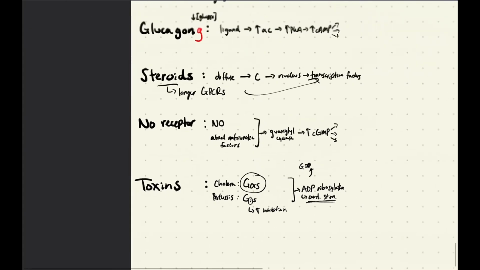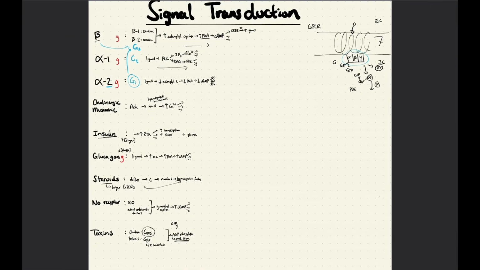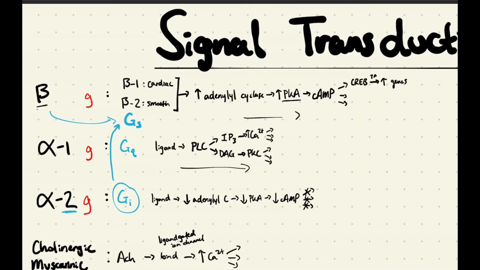All right. So I hope that this video has been helpful. I hope that we covered a lot of different things and maybe cleared things up a lot for you guys in terms of your beta, your alpha-1, and your alpha-2 adrenergic receptors.